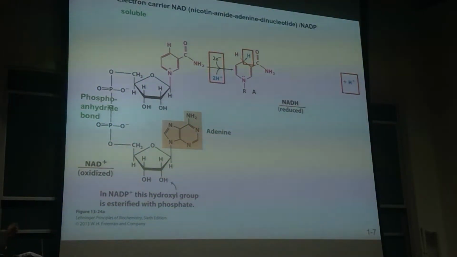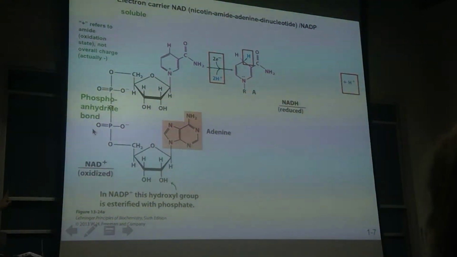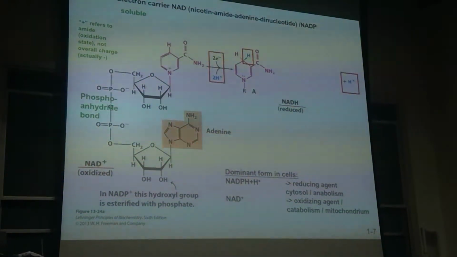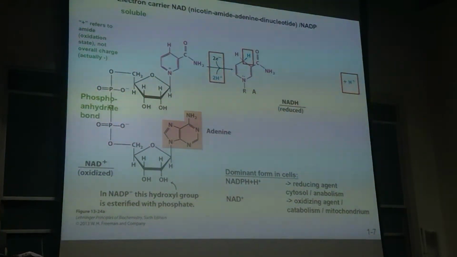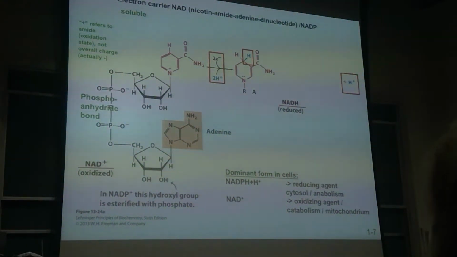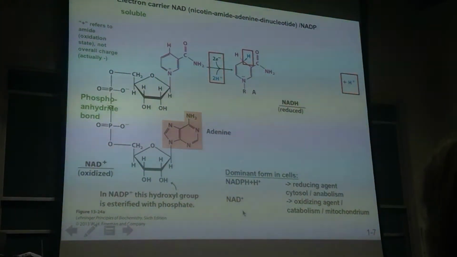Sorry, just one more thing. I just wanted to point out the phosphorus hydride bond. And the plus, I'm just re-emphasizing, goes to the amide oxidation state. And then I wanted to mention one more thing, which is the dominant form in the cells. In the cells, the dominant form of NADPH is NADPH, the reducing agent. And in the NAD, it's actually NAD+.